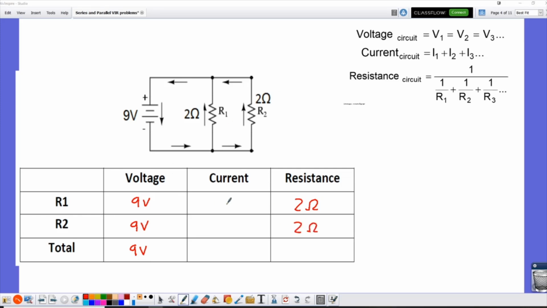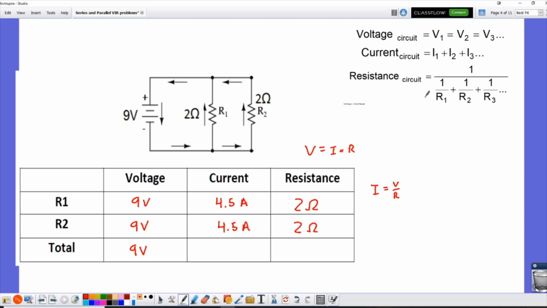So what we can do now is apply Ohm's law, which is V equals I times R. And we can find the current by dividing the voltage by the resistance. So remember, current is equal to voltage divided by resistance if we just rearrange this equation. In our case, we're doing 9 divided by 2 to find this current. 9 divided by 2 is going to be equal to 4.5 amps. And we have it again, 4.5 amps.